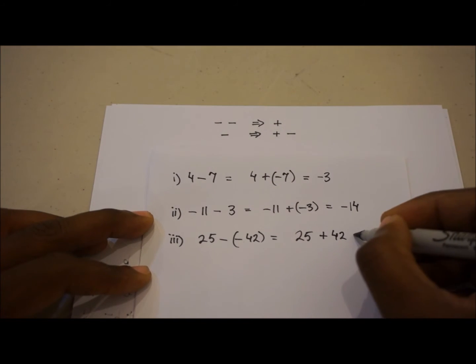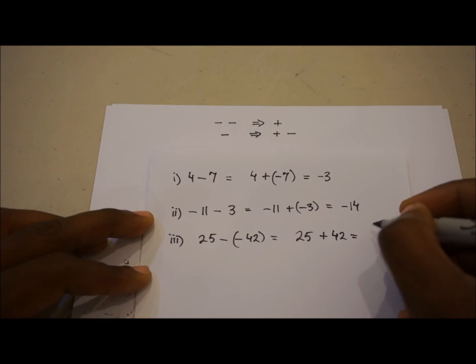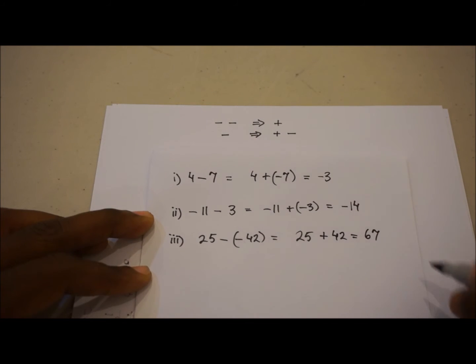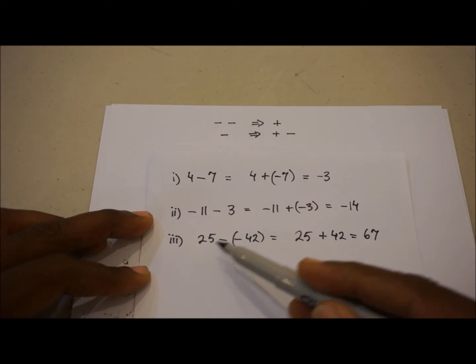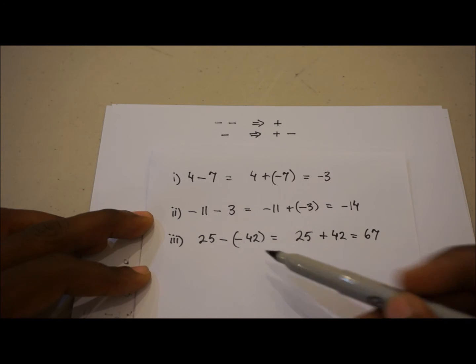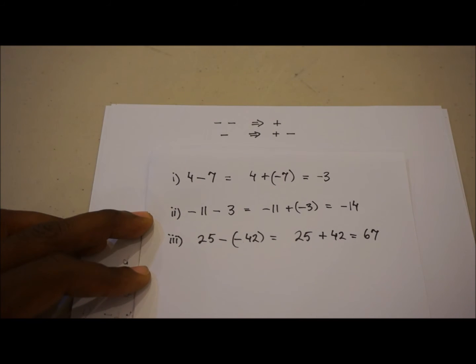And that's a simple problem to do. If we do this, we get 67. Therefore, 25 minus negative 42 is 67. Notice how the subtraction rules take you right back to the addition rules. Therefore, it is very important to understand the addition rules.